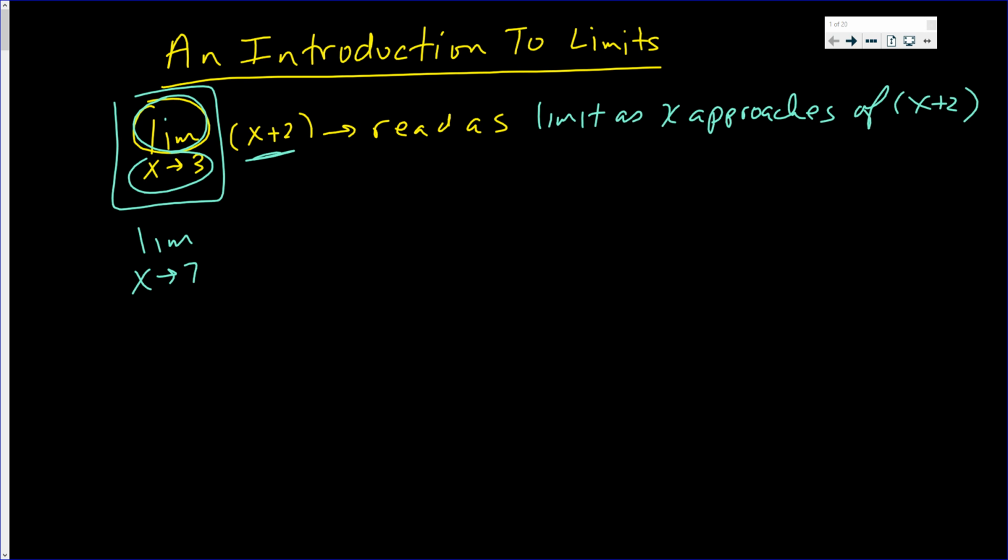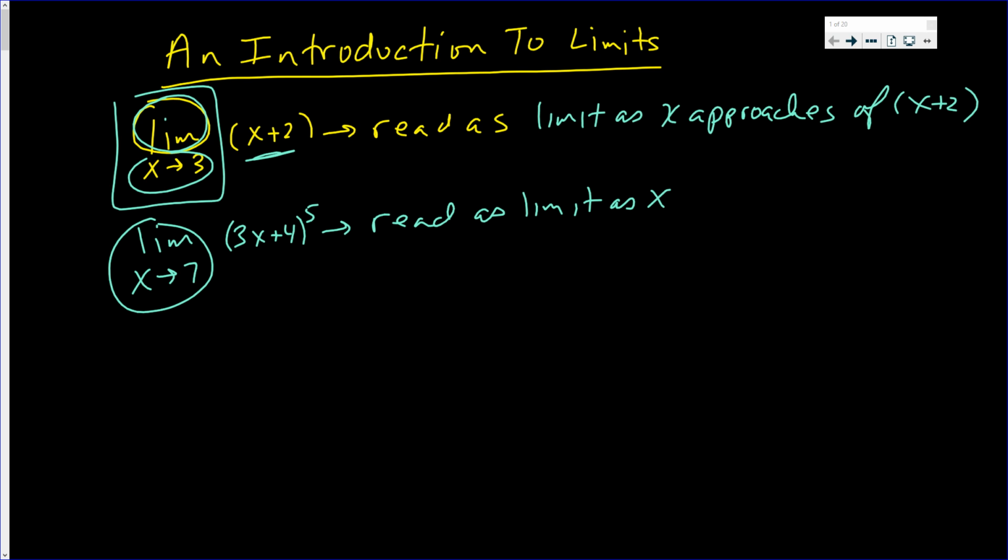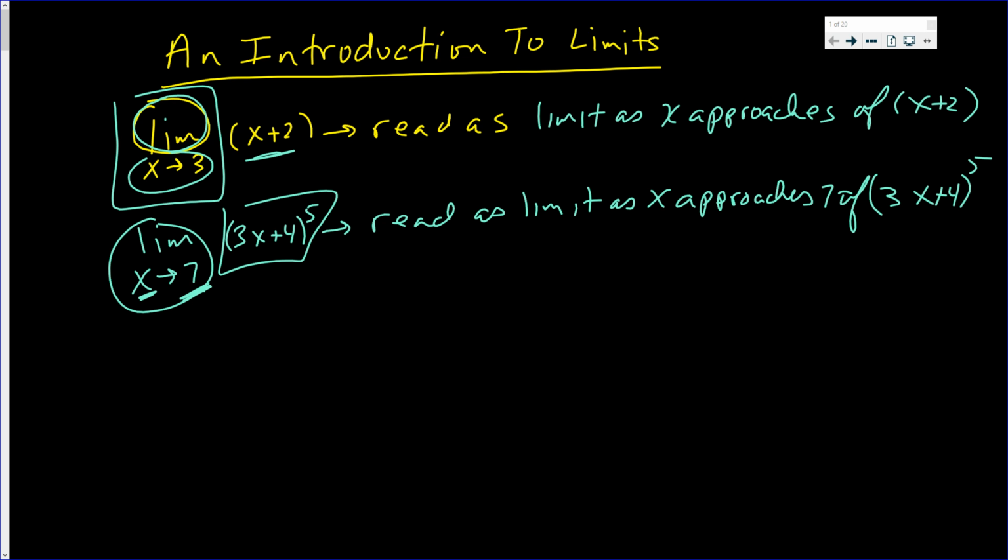as x goes to 7 of 3x plus 4 to the 5th power. It's read as, this means the limit as x, I can put a different letter there, as x approaches that number 7 of this, 3x plus 4 to the 5th. Okay. Now, let us look at this first limit that I wrote.